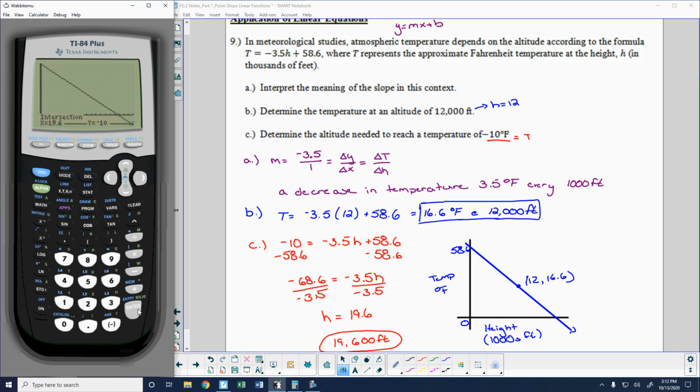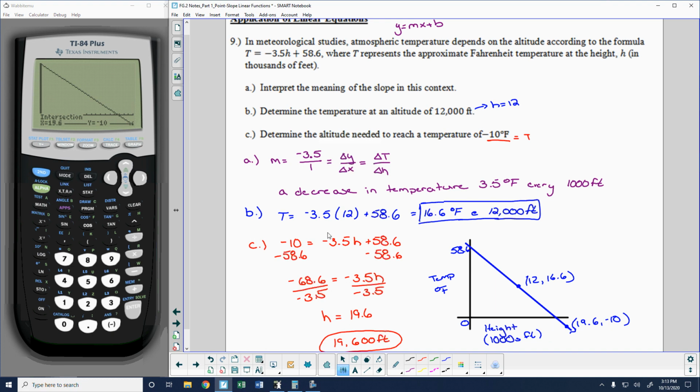And then your calculator is going to find the new point. So we could put this point down here. This point would be 19.6, -10. And there's our work. So it will take an altitude or a height, the x-axis of 19.6, or 19,600 feet, to reach a temperature of -10 degrees Fahrenheit.